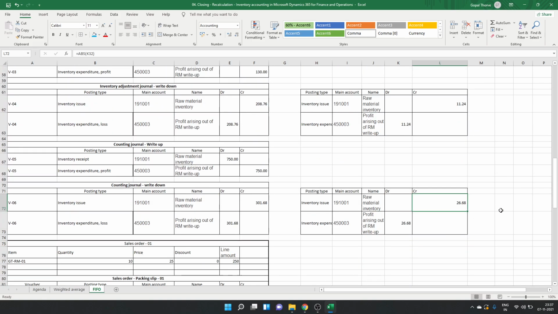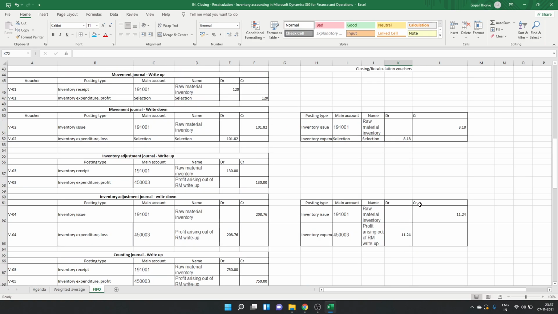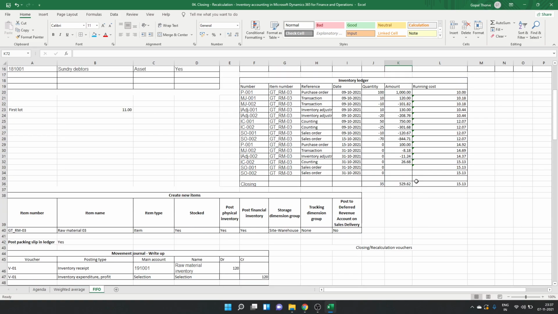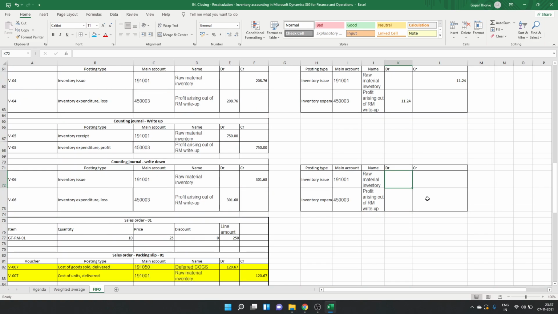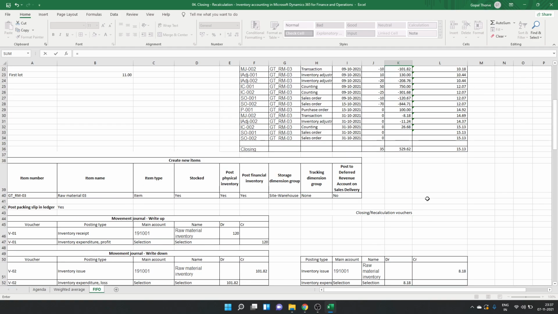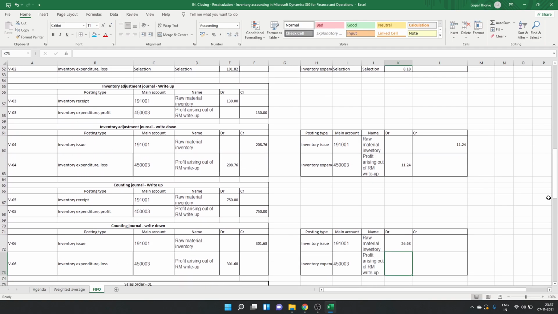Yeah, here's something wrong. So here we have a wrong formula. So now because inventory is coming back in my stock, so it is debit, and the loss was debited by excess amount of 26.68. Okay, so it is getting credited into inventory expenditure loss account.